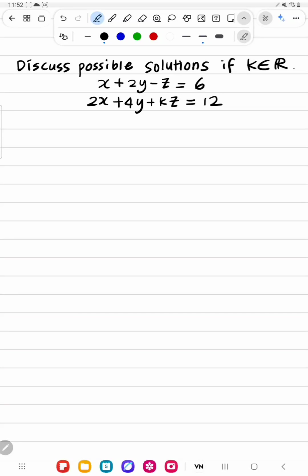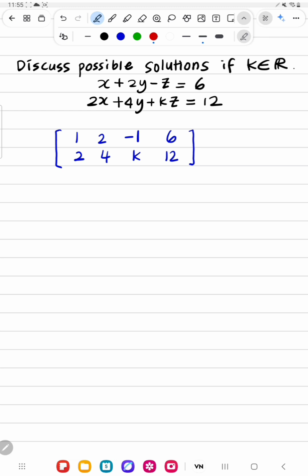IB students, can you predict how the parameter k changes the solution? First, we write these equations as an augmented matrix. First row of the matrix is 1, 2, negative 1, 6, 2, 4, k, and 12.